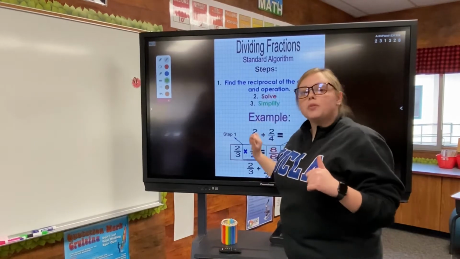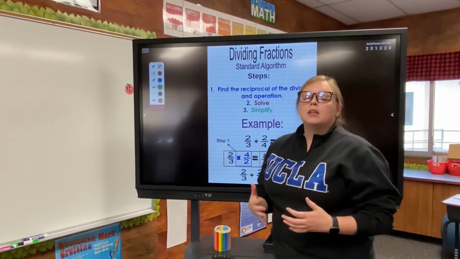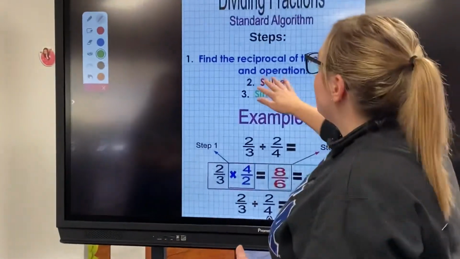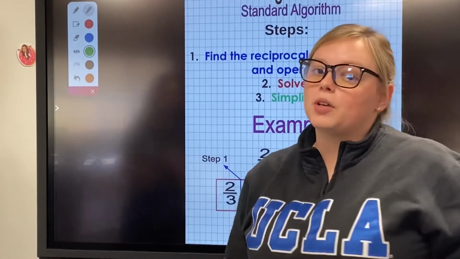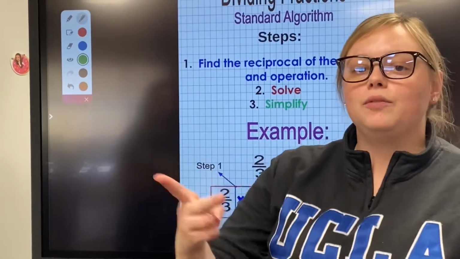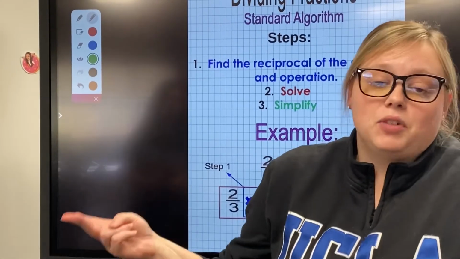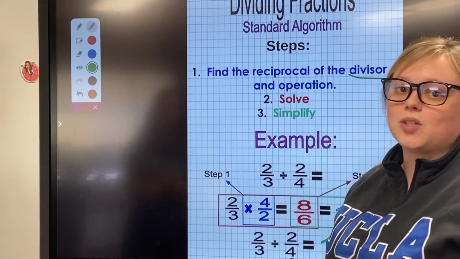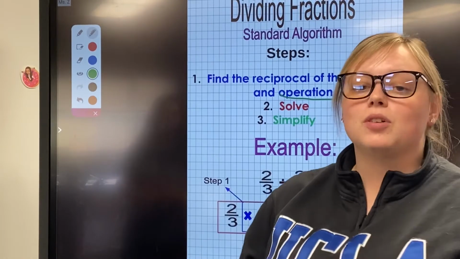I'm just going to go through the steps and then I'm going to pass it off and they're going to do example questions. So remember, when you get stuck, go back and watch these videos. Your first step is to find the reciprocal of the divisor in operations. Remember, the reciprocal is the inverse or opposite of. And then the divisor is the second term, and the operation is multiplication, division, addition, or subtraction.